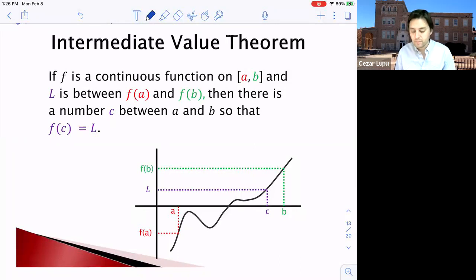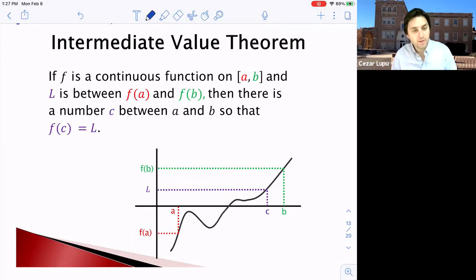And it says that if f is a continuous function on a closed and bounded interval [a, b], and I have a number L between these two values, well, I always have to say between f of a and f of b, because I don't know which one is larger, f of a or f of b. Well, if you look here on this graph, f of b is larger than f of a, but that is not always the case. It can be the other way around. So that's why we say that L is between f of a and f of b, as you can see here on the y-axis.